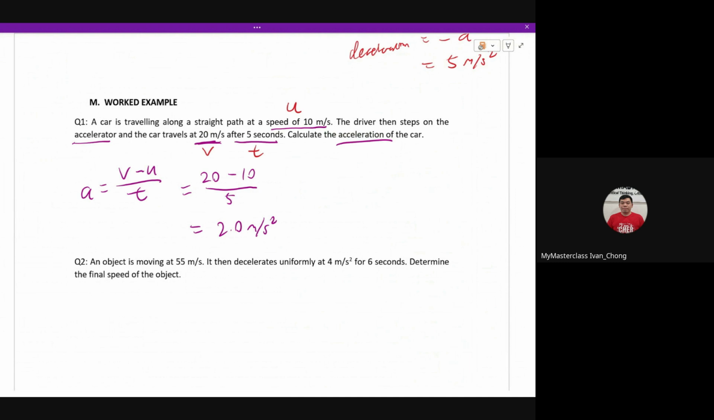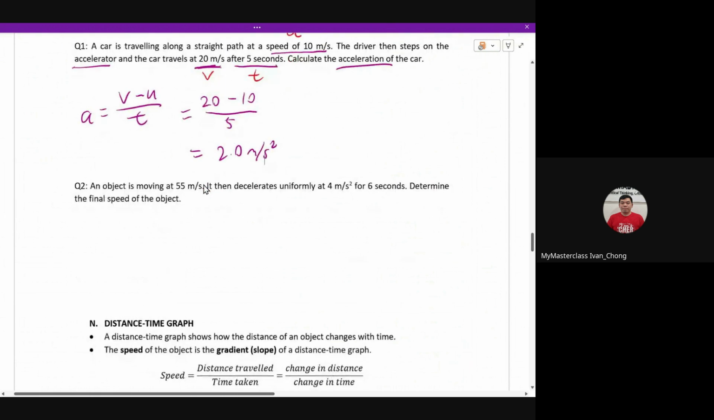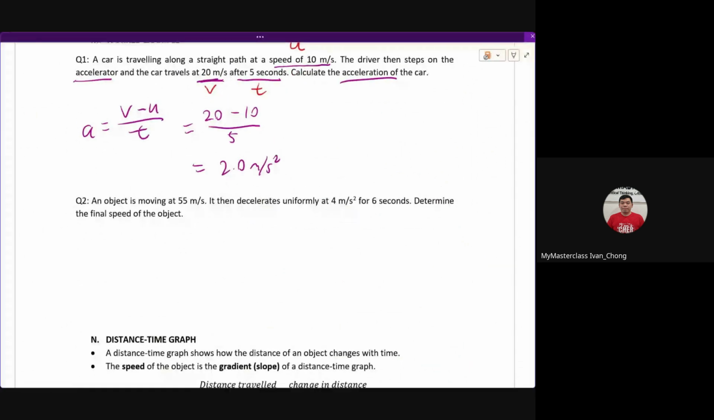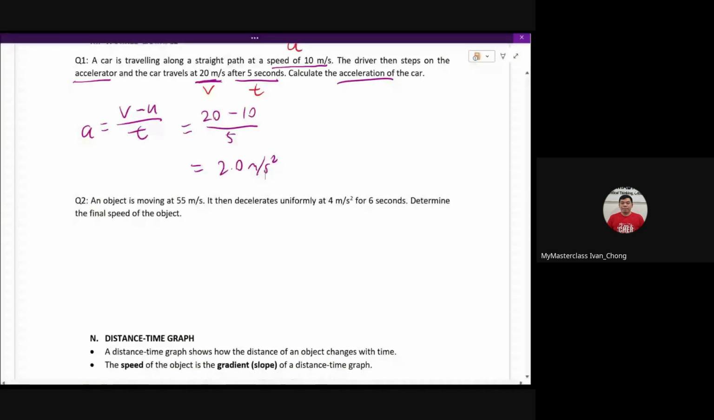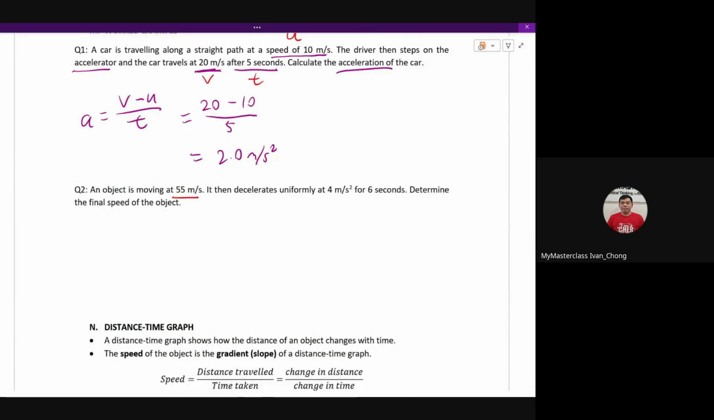Okay, so initially, what you start with will always be your u, the right hand side. Okay, and then your velocity v will be the one that you end up with. Okay, then over here, let's take a look. So same thing, this is what you are moving initially with. Then you have a deceleration, and this is your deceleration. All right, so do take note about this, and your time taken is 6. So what's your final speed? So same thing, we're gonna write a is v minus u over t, right? You want to find v now.